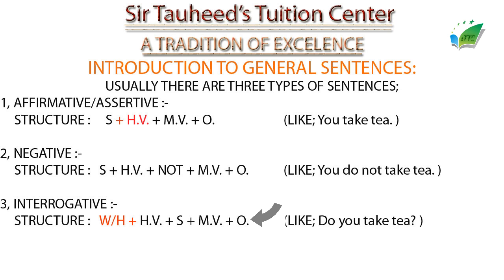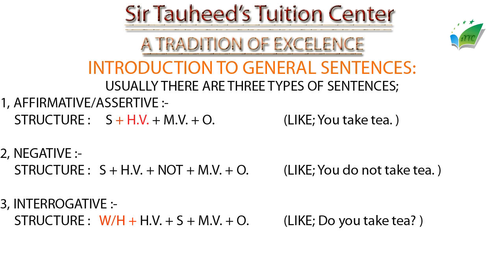Also, it is very necessary to put the interrogation mark or question mark at the end to show that it is an interrogative sentence. Do you take tea? Here, do is the helping verb, you is the subject, take is the verb, and tea is the object. But here you can see that there is no WH word because it was not necessary. So in the example it is excluded.